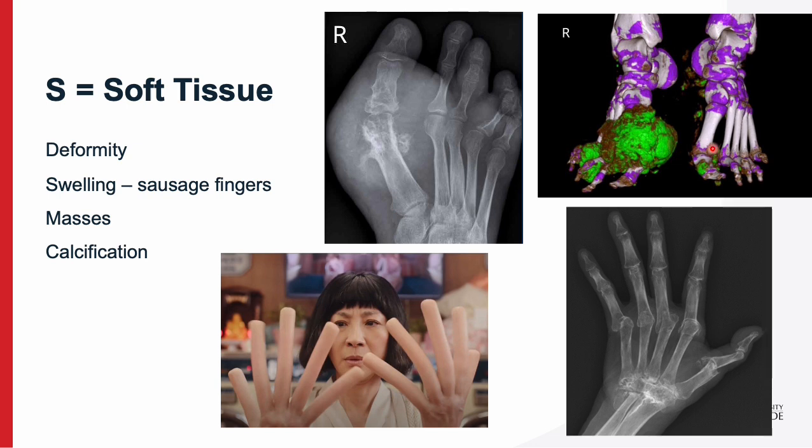Over here we have the dual energy CT. So the physics is beyond me, but gout shows up as green. And so you can see here extensive gouty tophi involving and corresponding to these soft tissues, also extending between the toes. Down here we have the deformity and the soft tissue changes and deformity associated with rheumatoid arthritis, the subluxation, ulnar deviation, etc. And of course, sausage fingers.